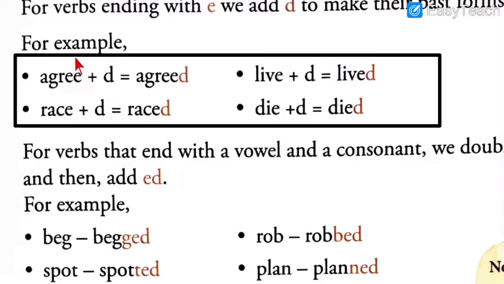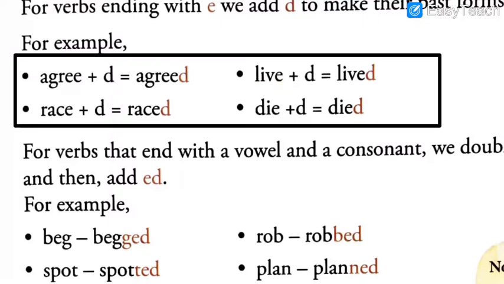Agree. Again, here the last letter is E. Therefore, they have just added D to make it simple past form. Agree plus D, so it becomes agreed. I agreed to the teacher, or whatever she said yesterday in the class. So it makes it in the past form.